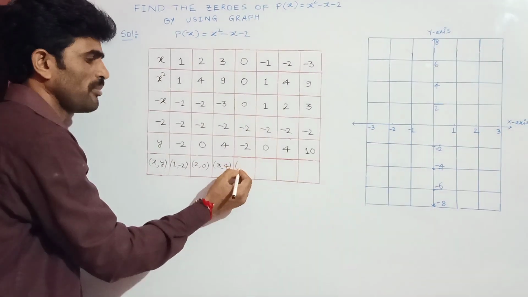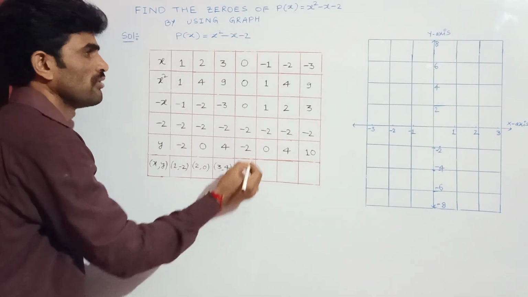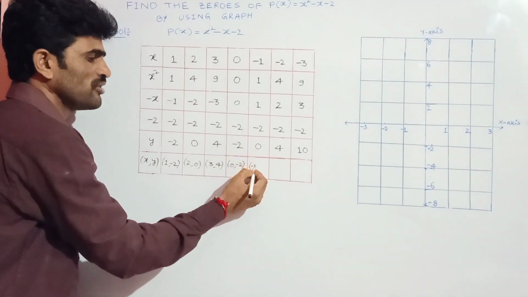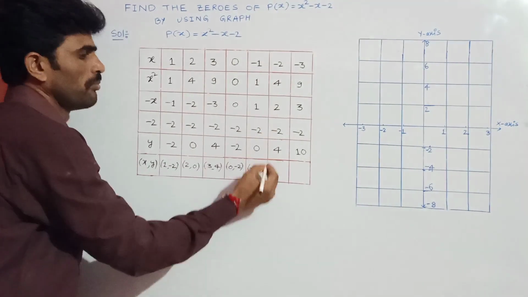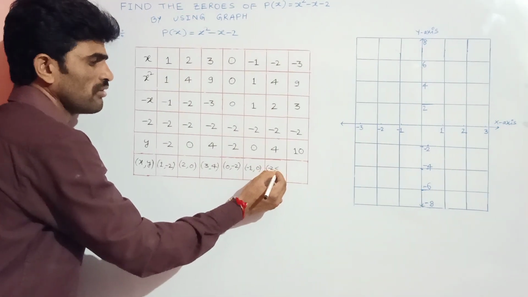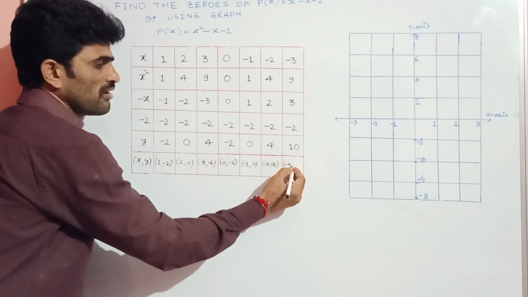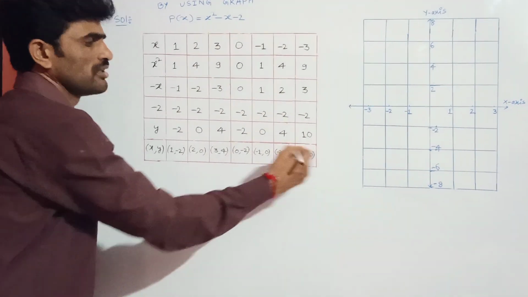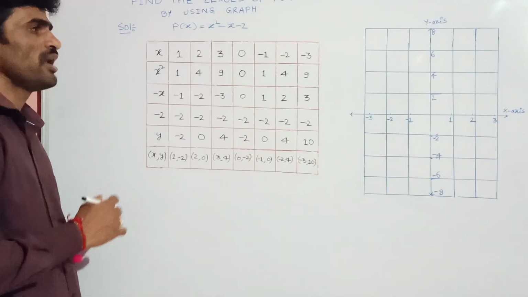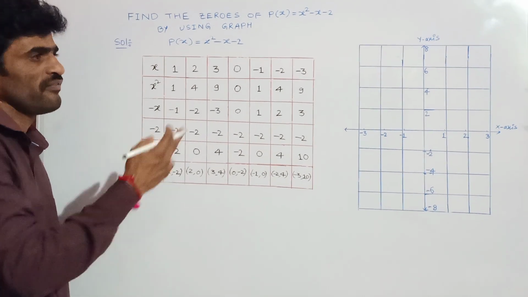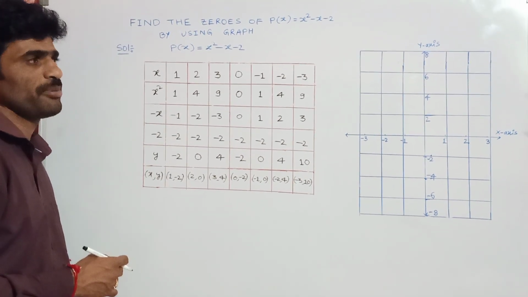Next 0 comma minus 2. Minus 1 comma 0. Minus 2 comma 4. Last, minus 3 comma 10. These are the ordered pairs. Now, after getting the ordered pairs, we need to locate all the ordered pairs in the graph.